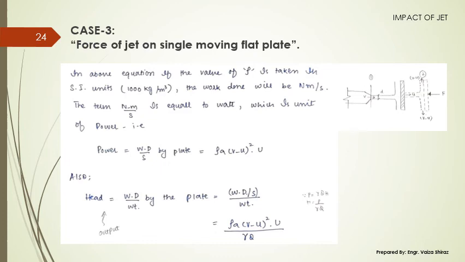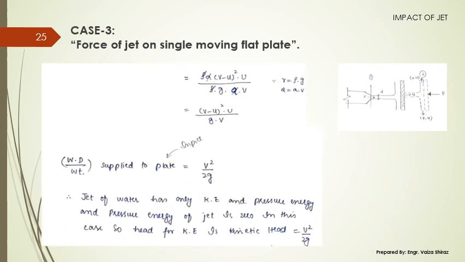That can be done by using the relation P is gamma q h. So over here h is the required head, it will be P over gamma q. P is work done per second and gamma q is your weight flow rate. So it is rho a (v minus u) square over u. This is the work done per second equation and this is gamma q. You can simplify the equation by writing gamma as rho into g and q as a into v. On simplification, you will get this equation. So this is the output energy developed in the plate in terms of the head.